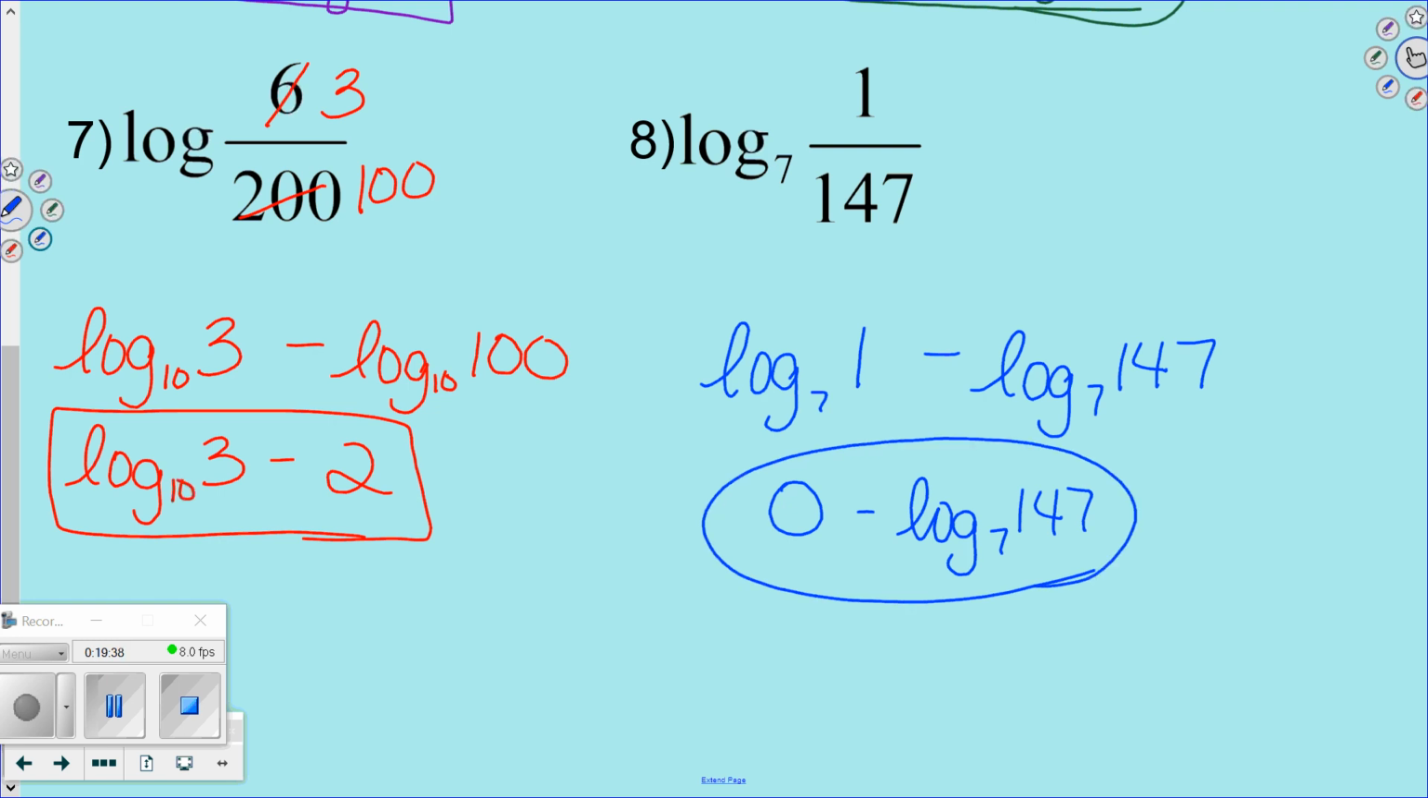Question, do I need the 0? Technically, I don't need the 0. Do I need the minus? Yes. So I could not write the 0, but I would still need to leave the minus sign there. If you want the 0 there, leave the 0. I don't care. If it makes you feel better.